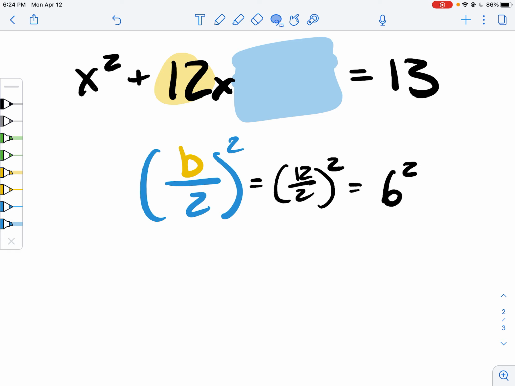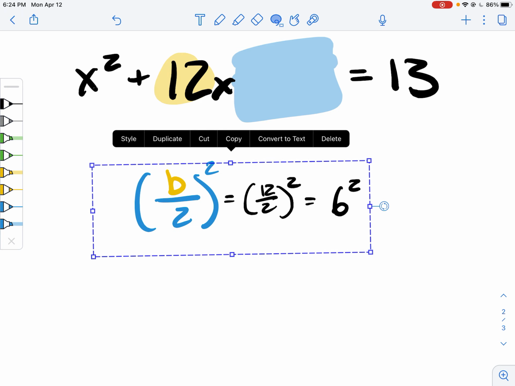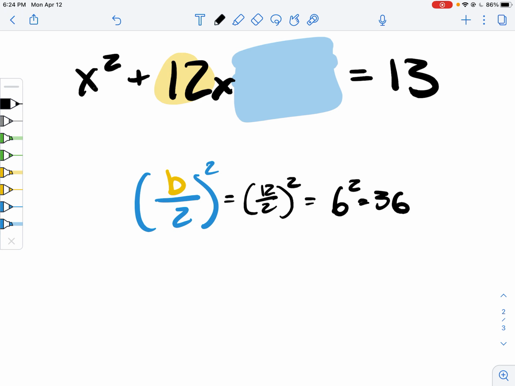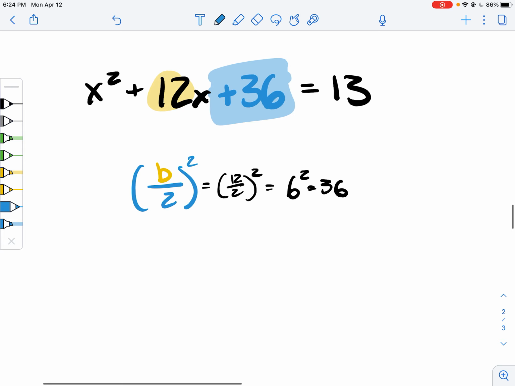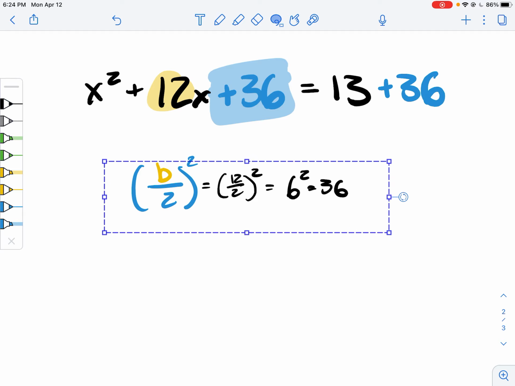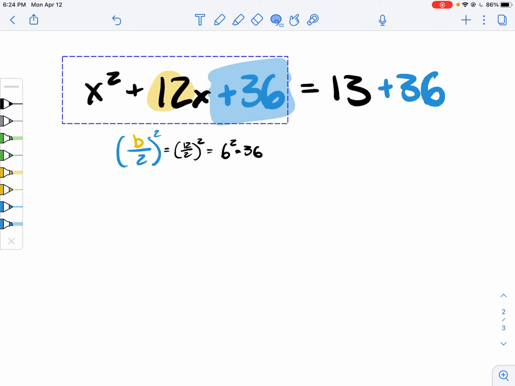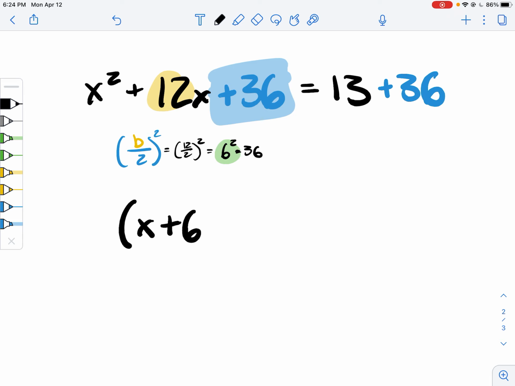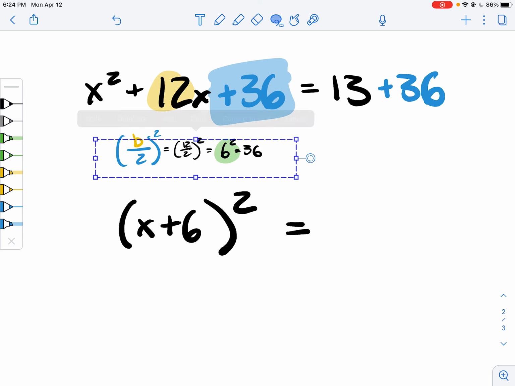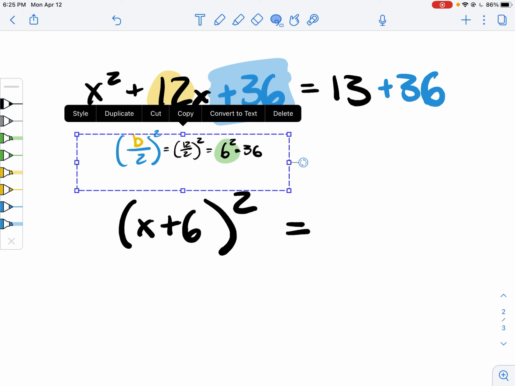So we need to add 36 to both sides. We're going to add 36, but there's an equal sign, so we need to add 36 to the other side too. Oh, cool. But we did this because now this guy right here is a perfect square. It's a perfect square that's x plus 6 squared. Isn't that so nice? I'm going to get this out of the way so you can see that real quick.